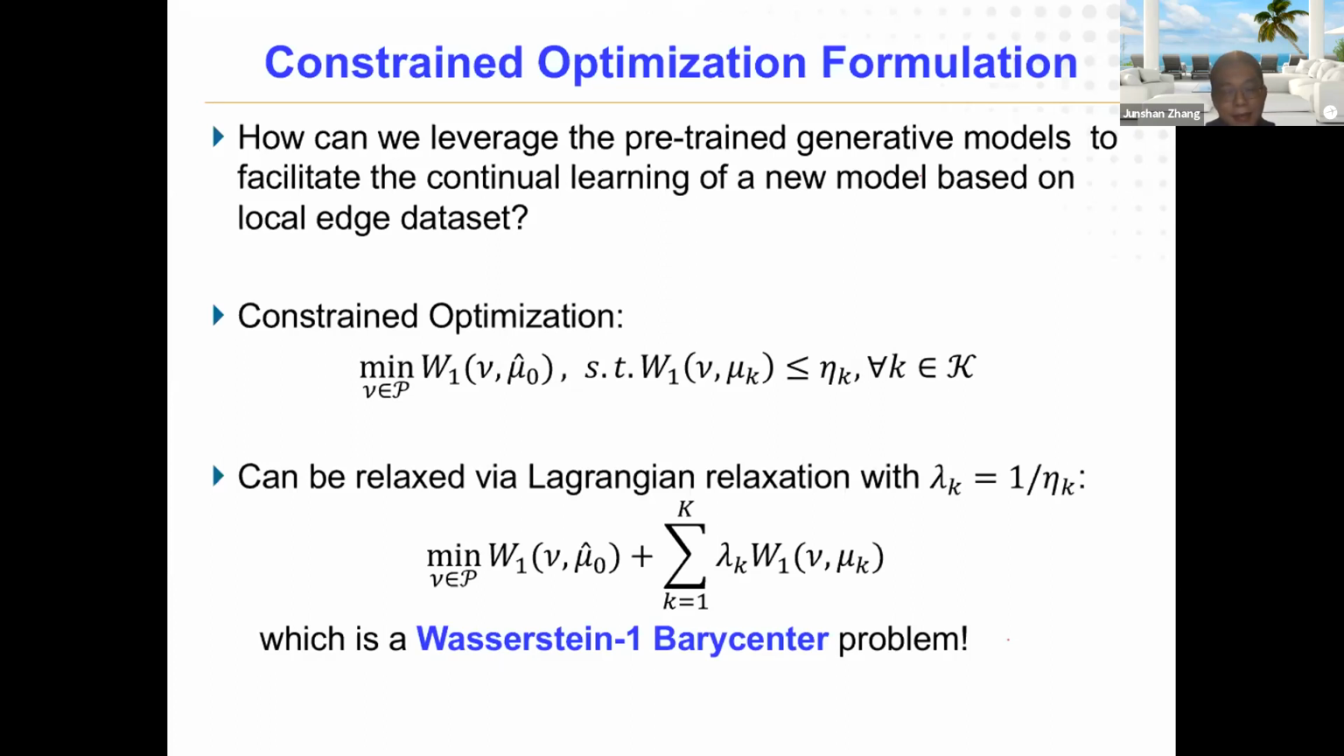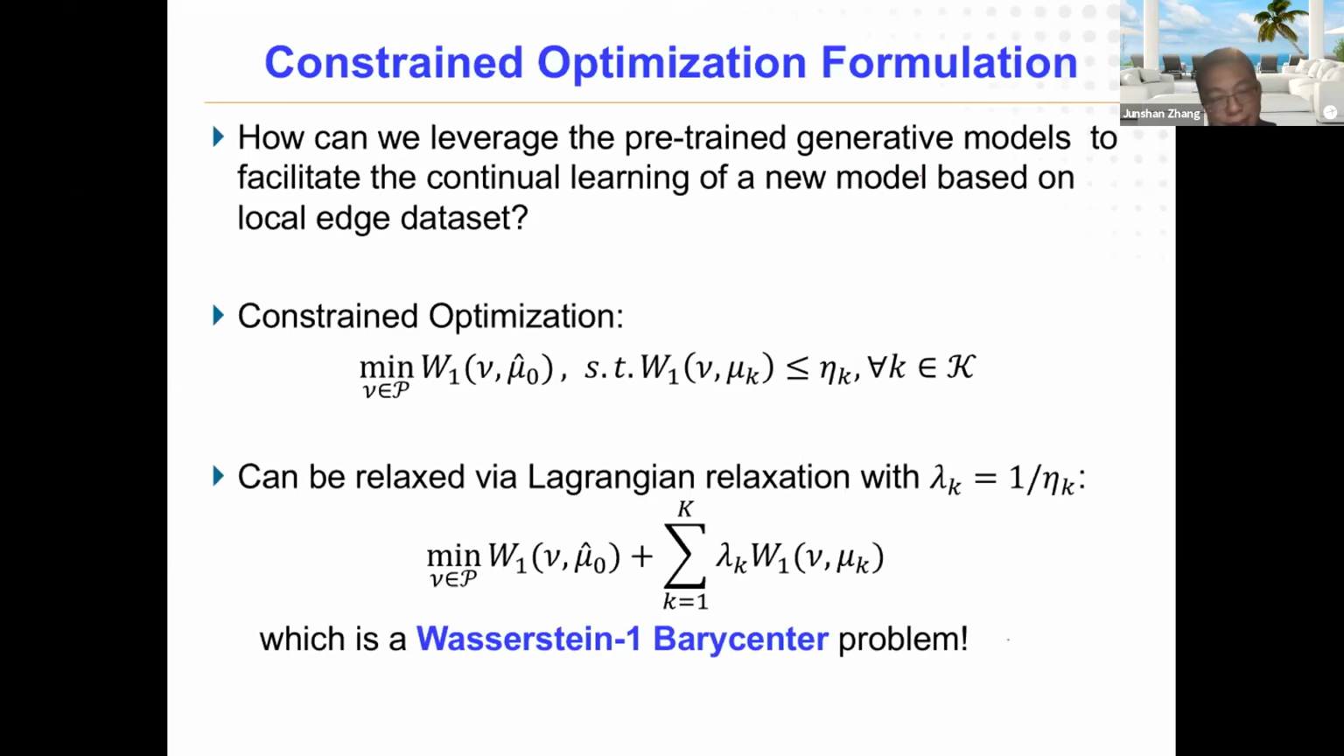So here we talk about Wasserstein GAN. The idea here is we want to choose a generative model, nu, which minimizes the Wasserstein distance between your local data set, represented by the empirical model mu zero hat, and nu, the one you are trying to get. The constraints are built upon the knowledge of the pre-trained generative models from other edge nodes. Suppose there are k of them. For each of them, you already have a pre-trained model. Building upon that, we build a distributional uncertainty set and treat it as a constraint, very much in the same spirit as the DRO formulation.